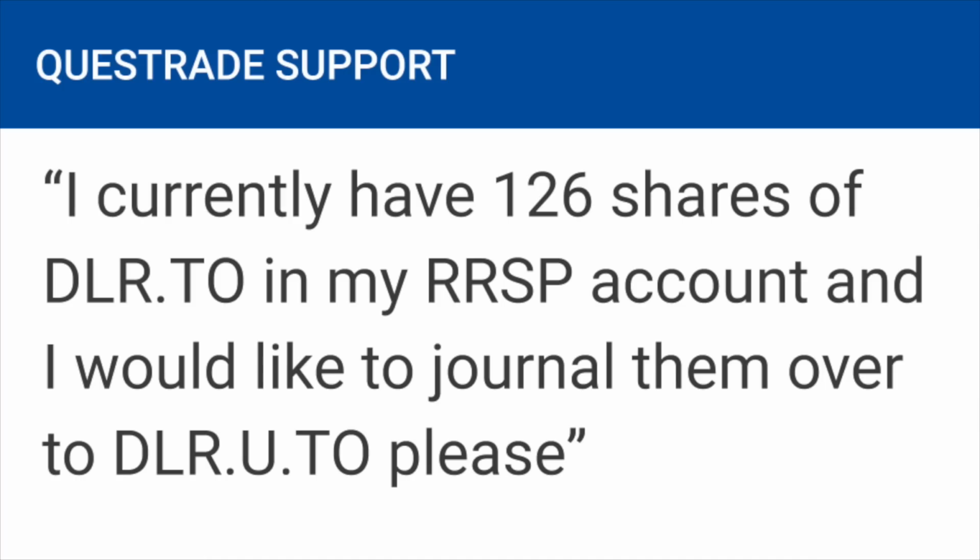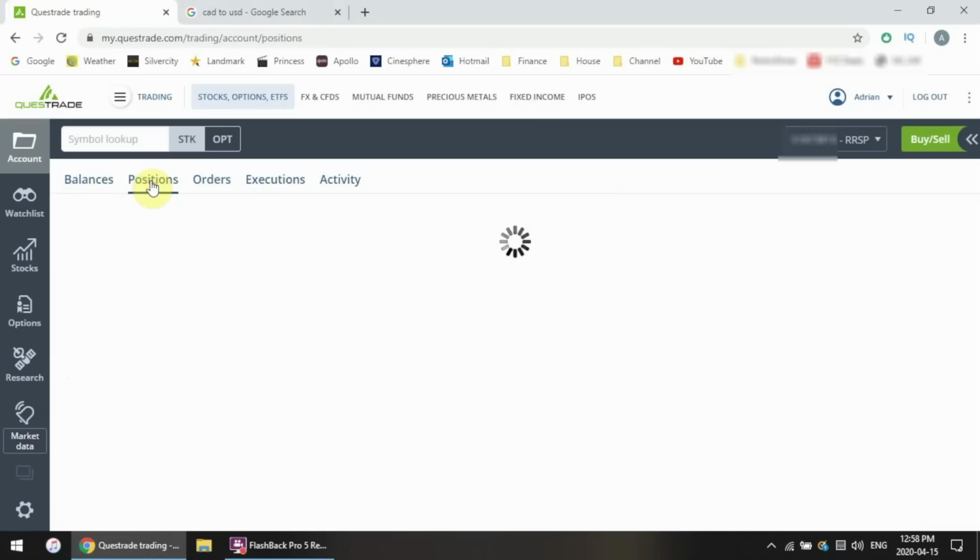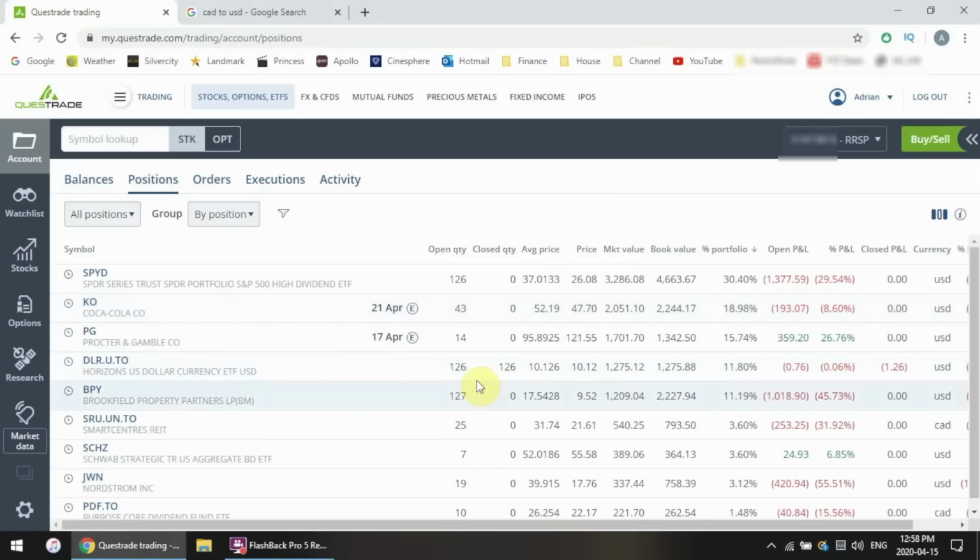The whole conversation was less than a minute. So now 4 business days have passed, I log back in, I go to my positions, and now I see that I have 126 shares of DLR.U.TO. That's a US ETF in US dollars. So I've converted my Canadian ETF into a US ETF, and I didn't pay any currency conversion fee for this.